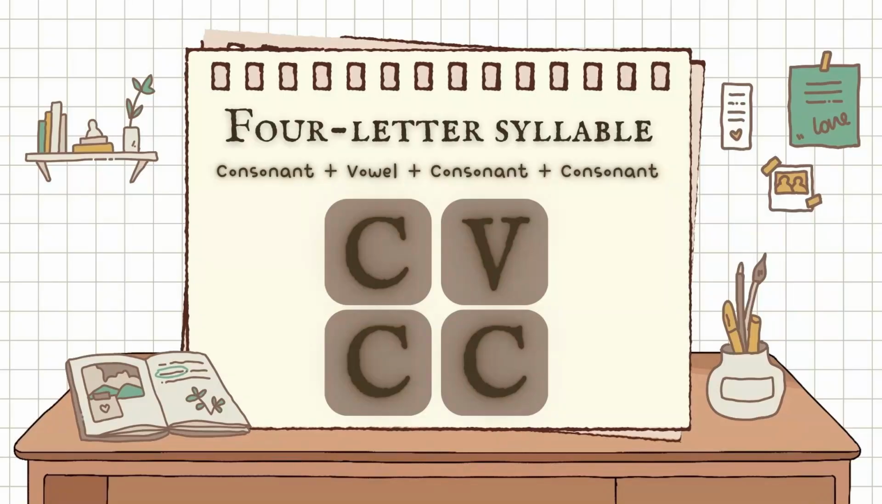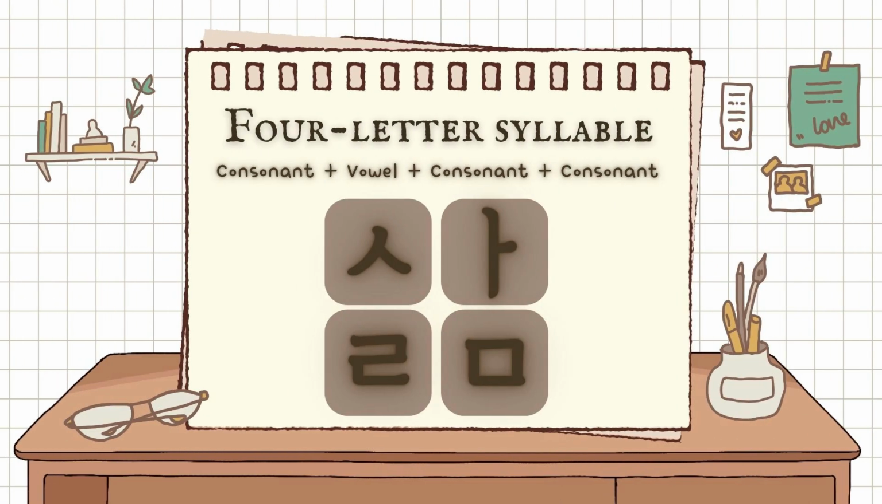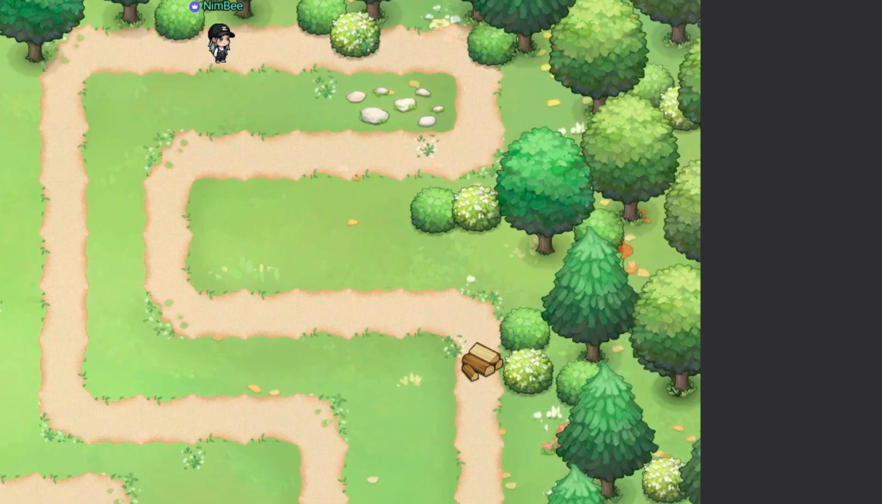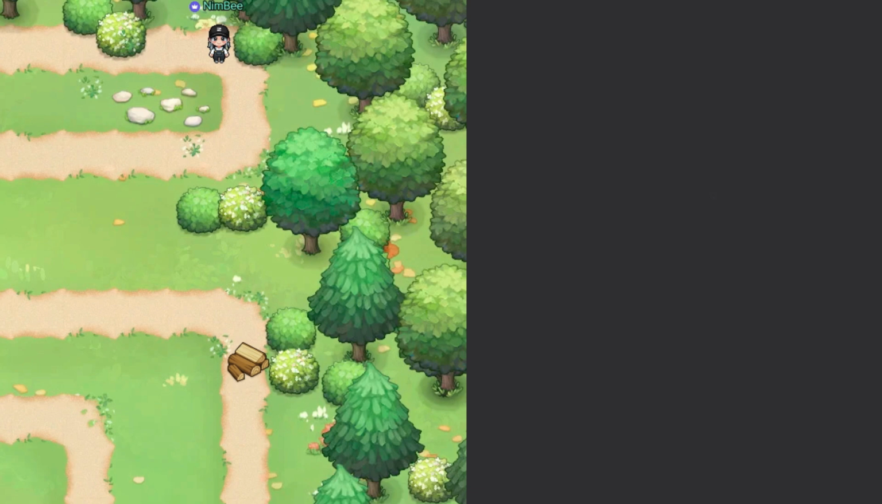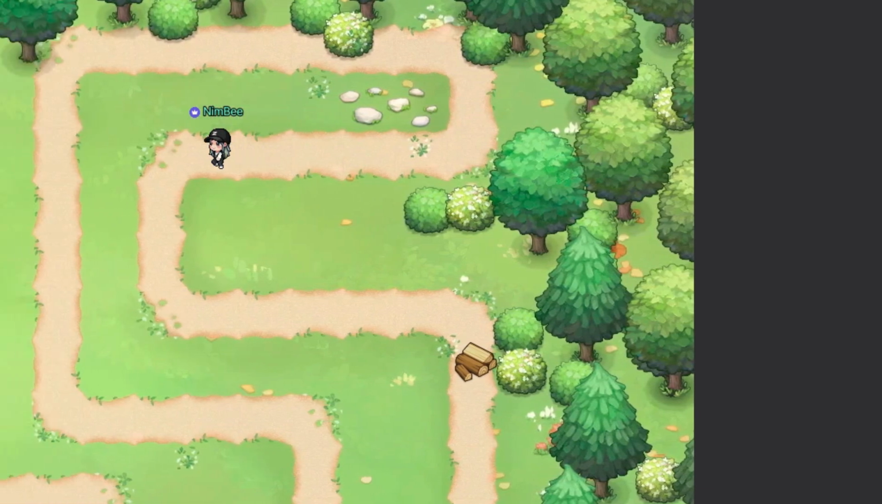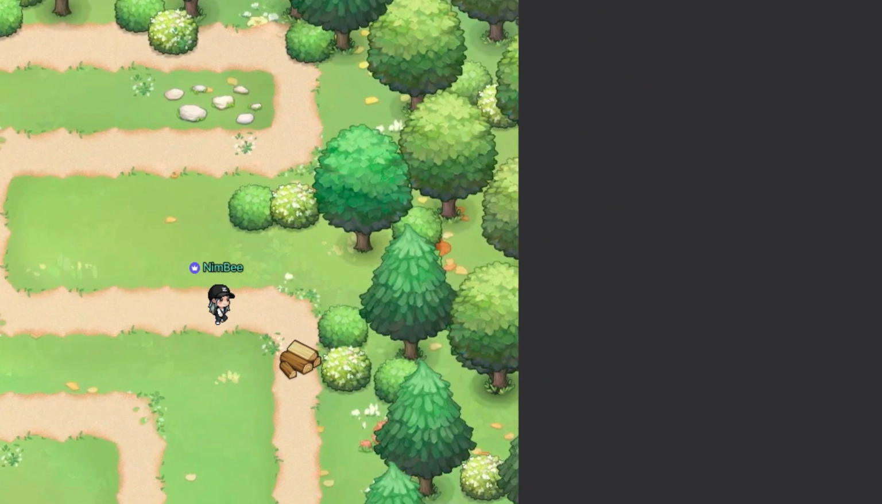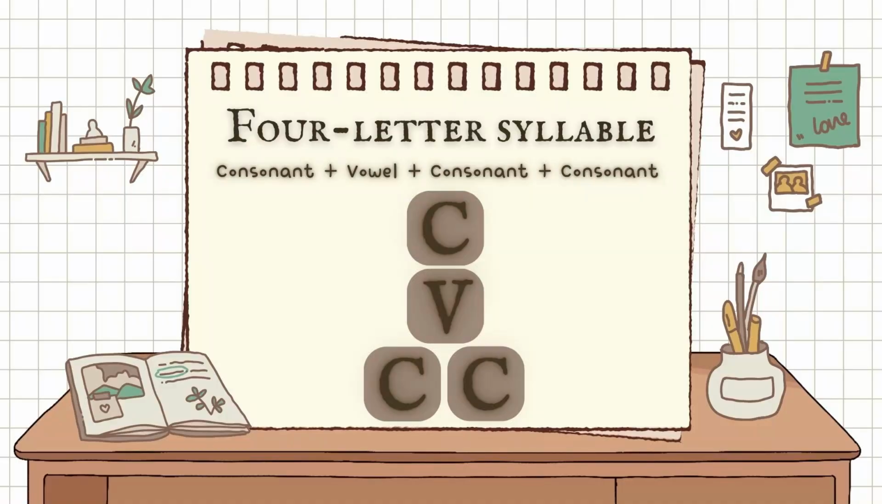Now we have a 4-letter syllable word. Consonant, vowel, consonant, consonant, which is called double consonant, double patchim. Okay, let's see an example like thumb. And the last one, which is the second form here, another form for 4-letter syllable. Again, consonant, vowel, and double consonant. The example is h, h. Okay?